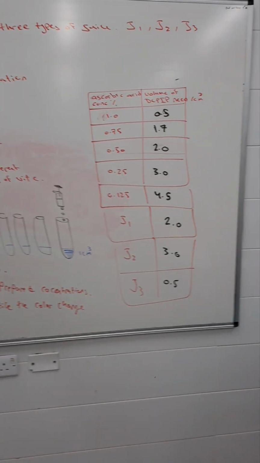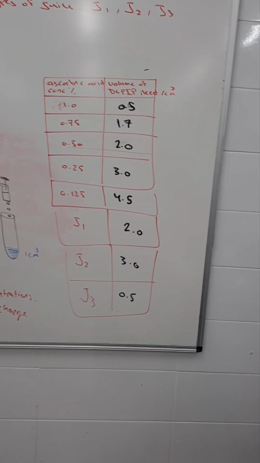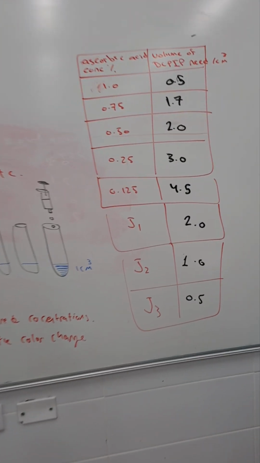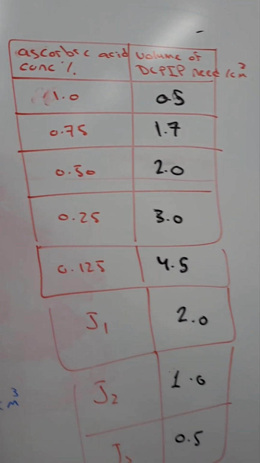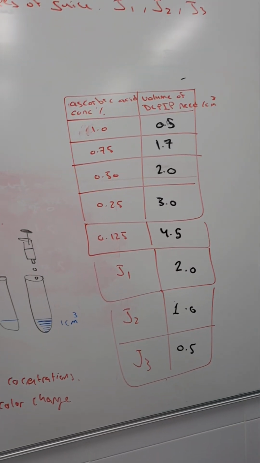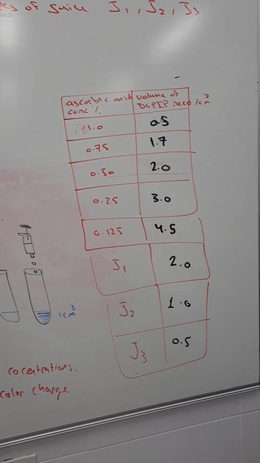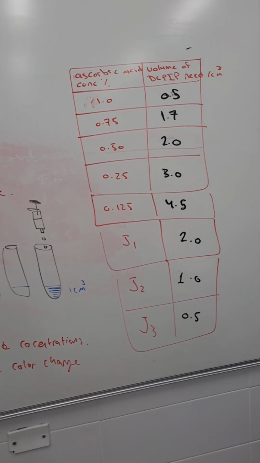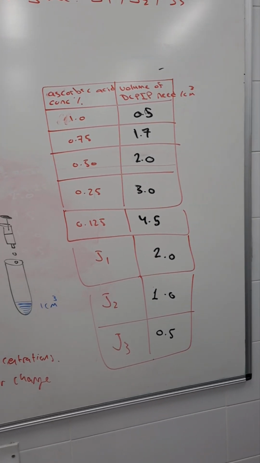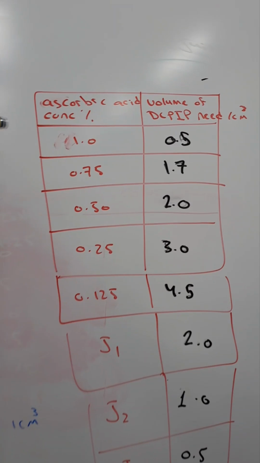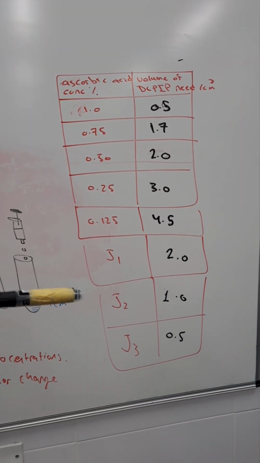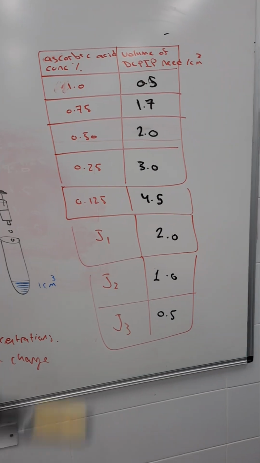Now according to the results, for concentration 1, the DCPIP required 0.5 to change its color when concentration 1 was added. For 0.75 it shows, and J1, J2, and J3 also show their results.